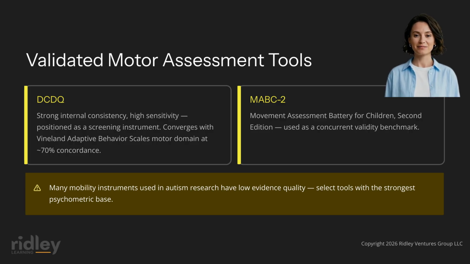The Vineland Adaptive Behavior Scales motor domain converges with DCDQ estimates at approximately 70% concordance and an 81.2% accuracy rate in the SPARC dataset. So clinicians using either instrument capture broadly similar delay rates, 82% on the DCDQ and 77% on the Vineland in the same sample. Measurement property syntheses indicate that many mobility instruments used in autism research have low to very low evidence quality, which means selection should be anchored to instruments with the strongest psychometric base and the most direct functional relevance.